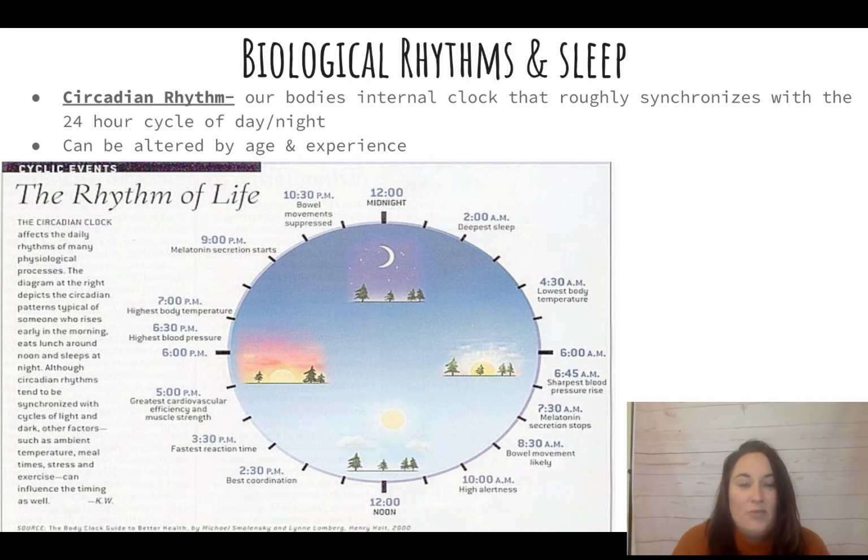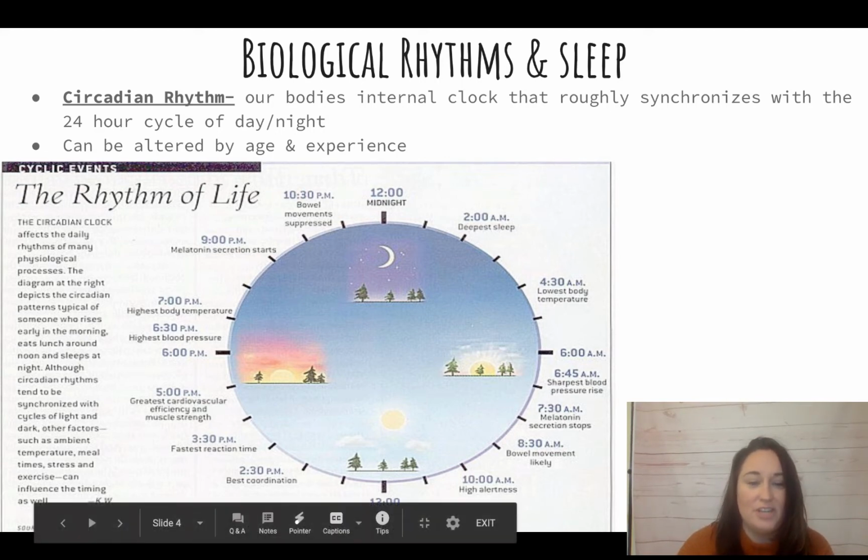So let's start with talking about the biology of sleep. We have a circadian rhythm that is our body's internal clock. And this synchronizes, and I'm going to get into this a little bit more why, but it synchronizes with the 24-hour cycle of day and night. It can be altered and is altered by age and experience.